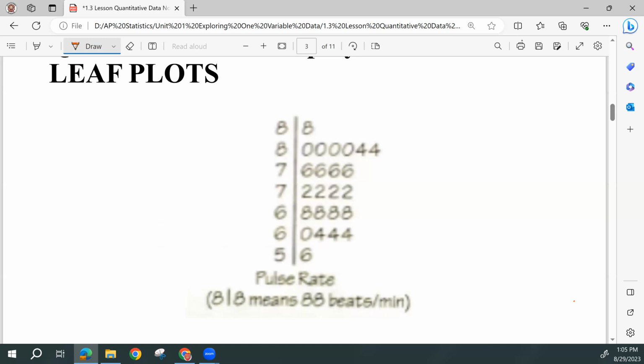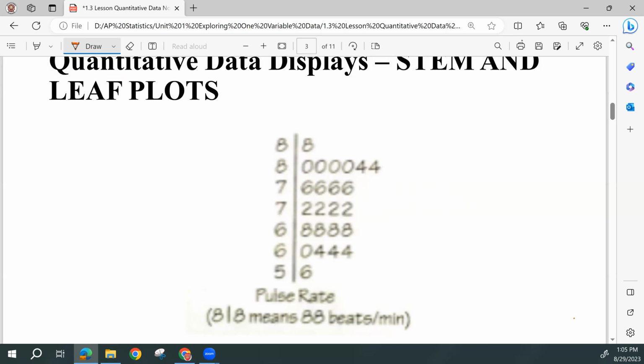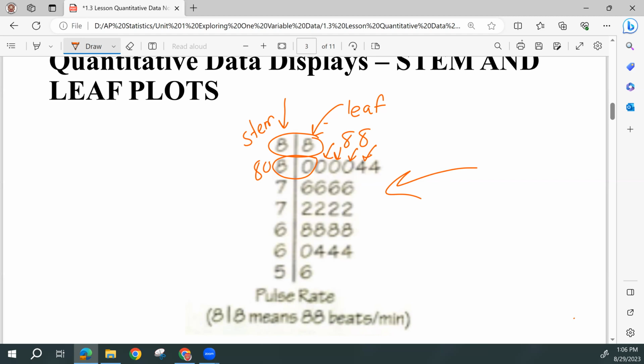Again, this is a little blurry. I'm working on that. I apologize. But basically what we have here is a stem, and these are leaves. I'm just going to say leaf. And so each one of these leaves over here represents a data point, and we put the stem with each leaf to create one data point. So for example, this is 88, and that is 80, and then we have another 80 and another 80 and another 80 and 84 and 84 and 76 and so on and so forth.